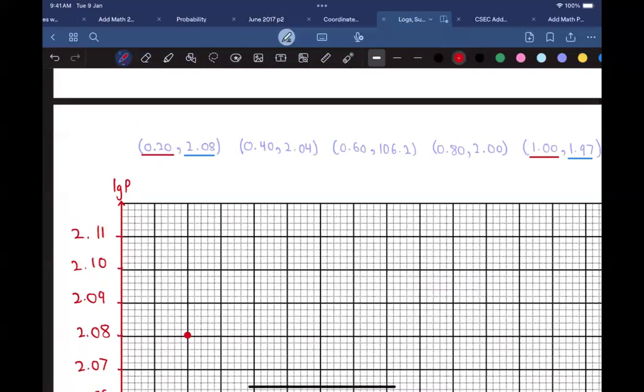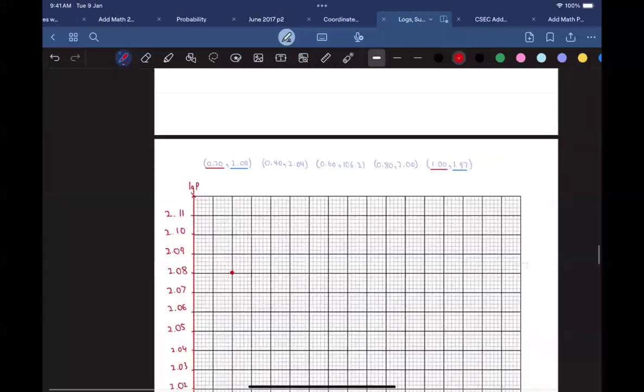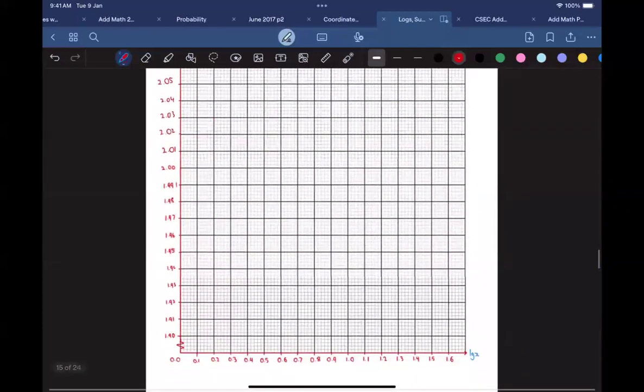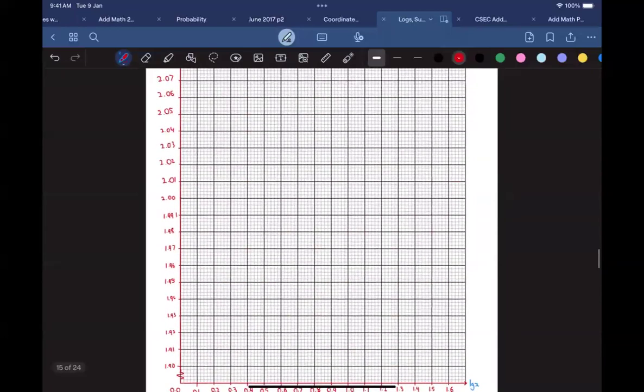Oh, my bad. I was just confused because I was fixing the axis all the time. It is 0.40 and 2.04. Right. Right here. And Alia, where's the other point?